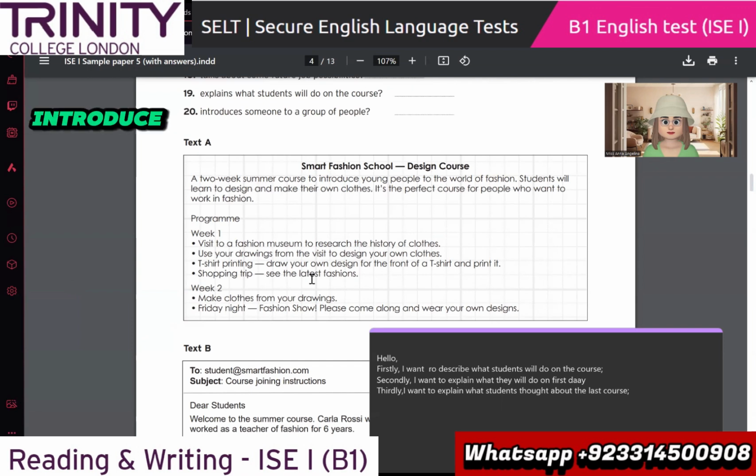A 2 week summer course to introduce young people to the world of fashion. Students will learn to design and make their own clothes. It's the perfect course for people who want to work in fashion. Program. Week 1. Visit to a fashion museum to research the history of clothes. Use your drawing from the visit to design your own clothes. T-shirt printing. Draw your own design for the front of a t-shirt and print it. And shopping trip. See the latest fashions. Week 2. Make clothes from your drawing. Friday night fashion show. Please come along and wear your own design.